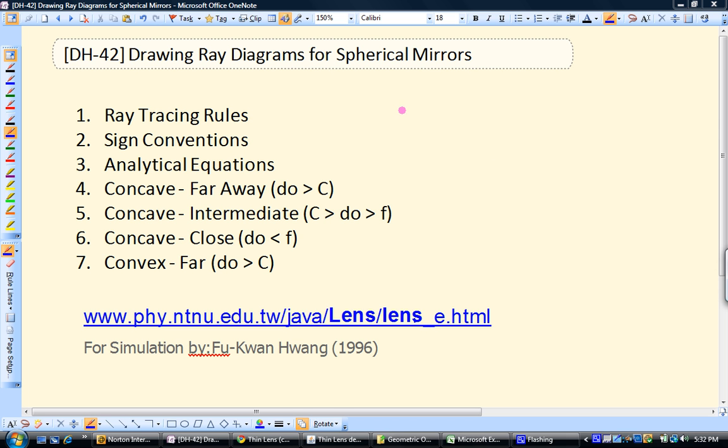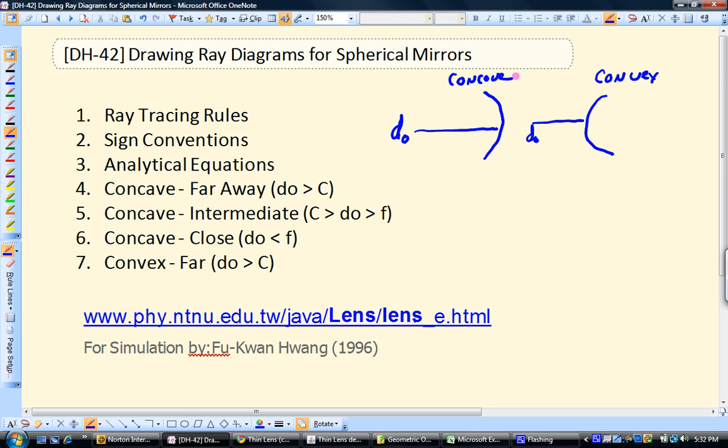So what we're going to be doing is drawing ray diagrams for spherical mirrors. A spherical mirror can curve this way. If this is the object over here, usually there'll be some distance of the object away, this would be considered concave, or what's known as a converging mirror, and this would be considered convex, or a diverging mirror. So this again would be convex, this would be concave.